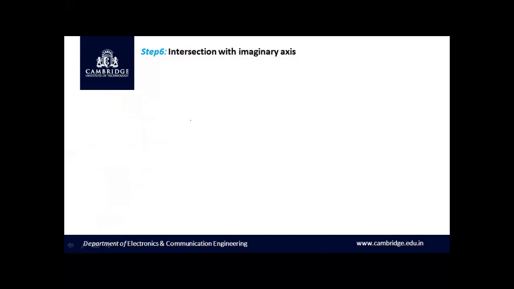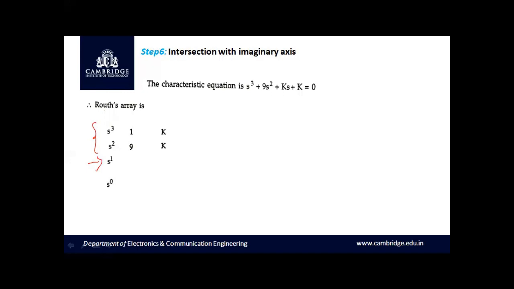The first step is to write the characteristic equation, which is given by s cube plus 9s square plus ks plus k equal to 0. The next step is to generate the Routh array. So let us write the s terms and fill up the first two rows by filling the coefficient of s cube as 1, then the coefficient of s square as 9, then the coefficient of s is k, and the constant k.